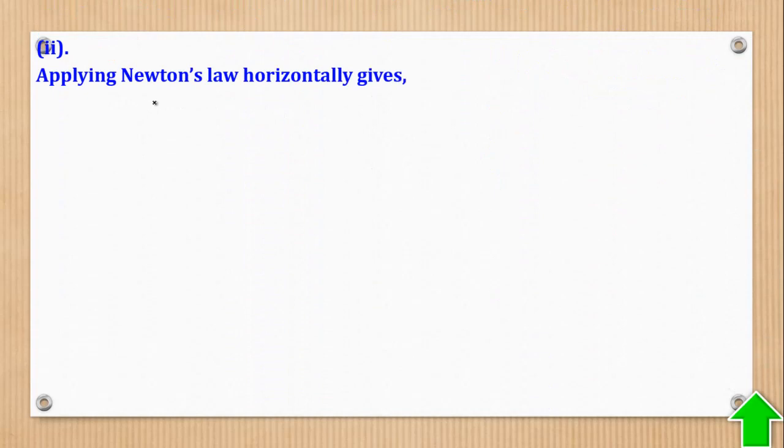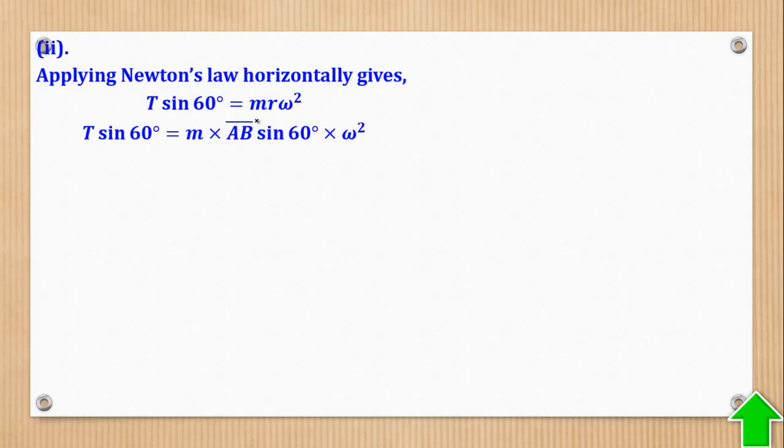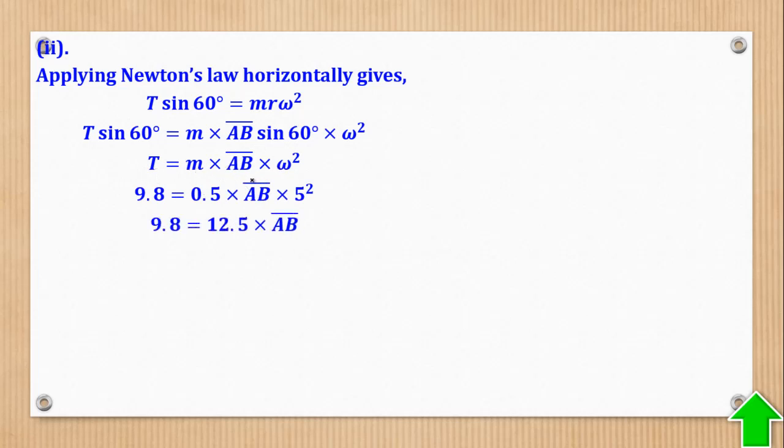So applying Newton's law horizontally, we shall come up with T sine 60 is equal to m r omega squared. Then substitute this r the same as AB sine 60. So this sine and this sine cancel, remain with T equal to m times AB times omega squared. So we know this T, we know the omega, we know m, we can easily get AB, which is the extended length. And that's what they wanted in Roman 2.